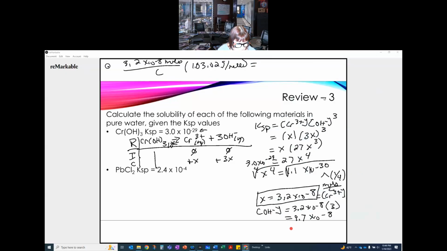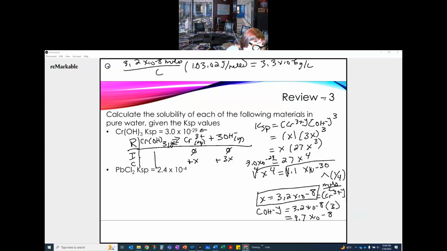So 3.2 times 10 to the minus 8, the molar solubility that I found, times 103.02, and that gives me 3.3 times 10 to the minus 6. Really, that's 10 to the minus 6 grams per liter. And that's for that CrOH3. Okay, awesome possum. So that's what we were talking about for that.